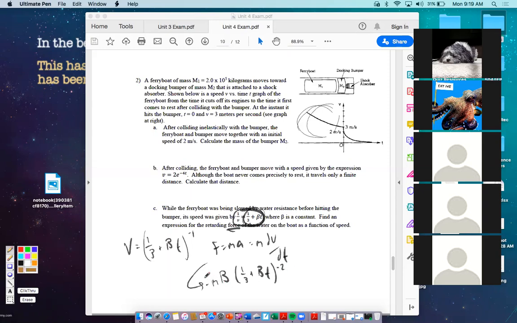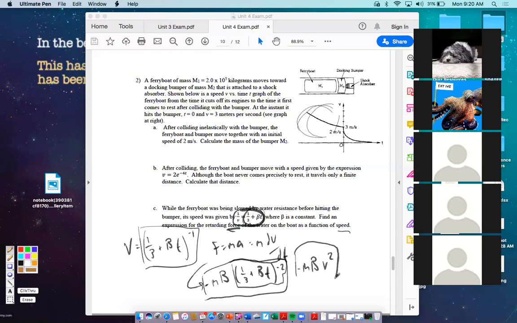Okay, so here's what I get at the very end. And how are we going to put this in terms of speed? We want it as a function of speed, and right now I have it as a function of time. So what I recognize is that velocity was this to the negative 1, and I have that exact same thing raised to the negative 2. That's another way of saying velocity squared, isn't it? So my final answer is going to be negative m beta velocity squared.